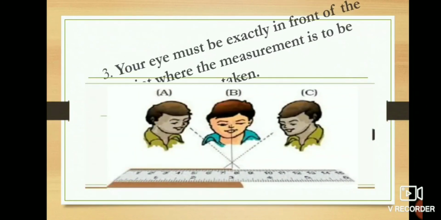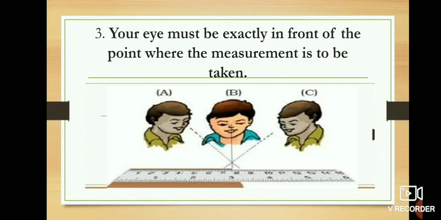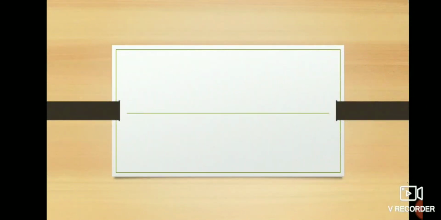And third one, correct position of the eye is also important for taking measurement. Your eye must be exactly in front of the point where the measurement is to be taken. In the figure given, which boy is in the correct position? Yes, B. You are right. So that's all about the correct measurement of length.